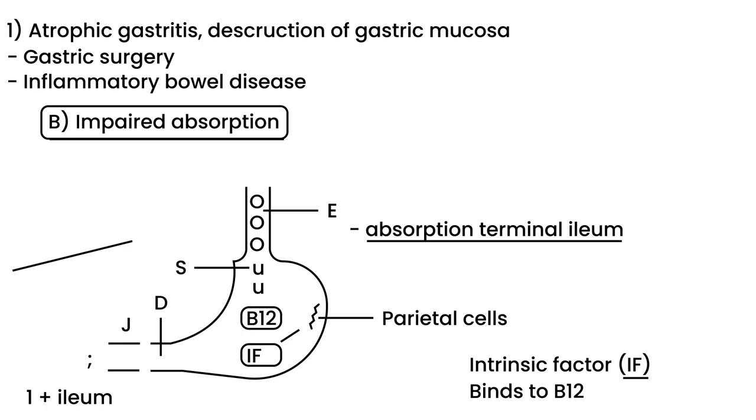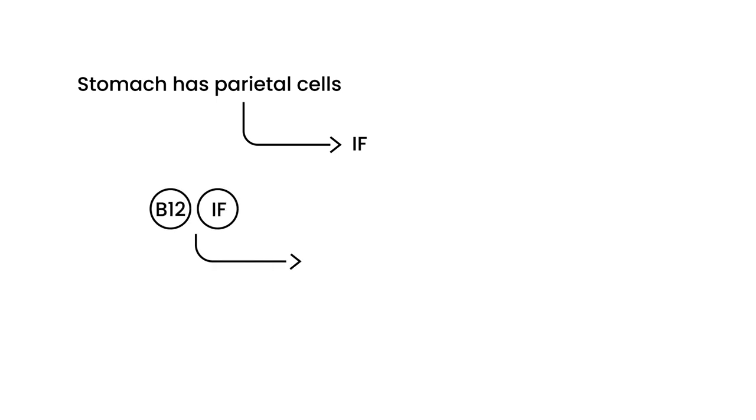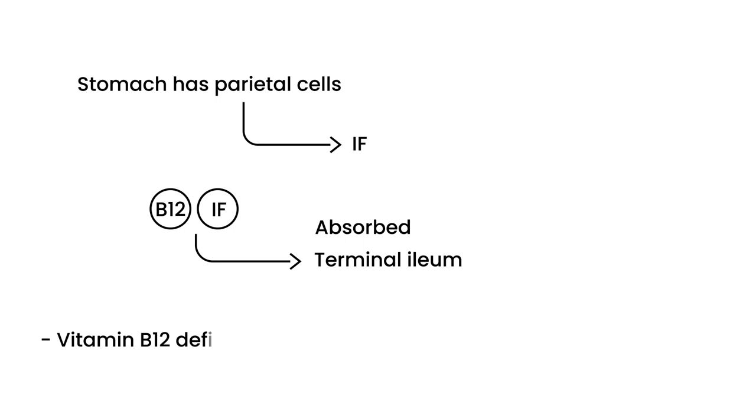I want to talk a little bit more about this intrinsic factor. Remember, the stomach has parietal cells, and those parietal cells produce intrinsic factor, and then the intrinsic factor binds to the B12. And then eventually this gets absorbed in the terminal ileum, the final part of the ileum. If this doesn't take place, then you get vitamin B12 deficiency. Now, there's a special name given to this particular type of vitamin B12 deficiency, meaning if this is the cause of vitamin B12 deficiency, it's called pernicious anemia. So just want to touch base on that.